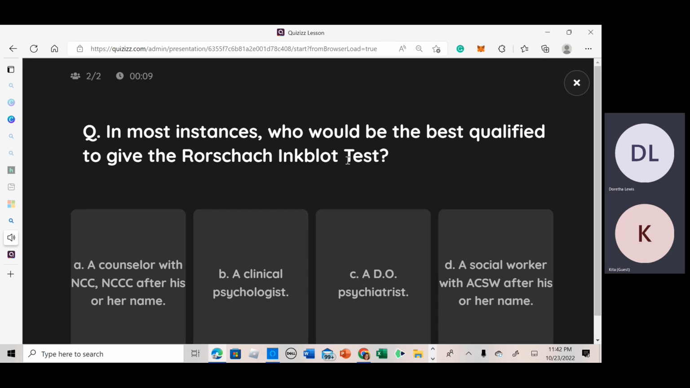In most instances, who would be the best qualified to give a Rorschach inkblot test? Generally, a clinical psychologist will have the most training in projective measures, while a social worker will have the least education regarding tests and measurements.